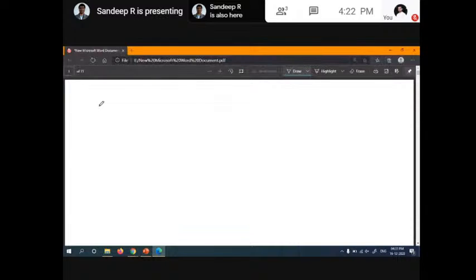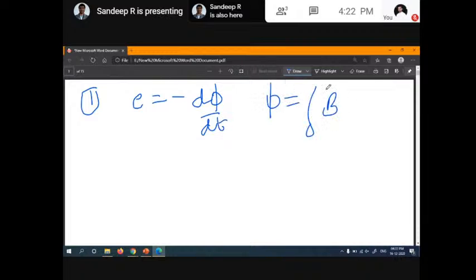So we can observe here, you have to calculate current. In order to calculate current, first you have to calculate the EMF induced. This problem is on Faraday's law, which is given by E is equal to minus d phi by dt, where phi is equal to integral B dot ds. B is given, we have to calculate phi, so that next we can calculate EMF. From that EMF we will calculate the current.